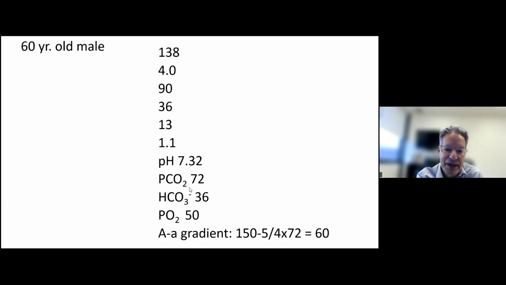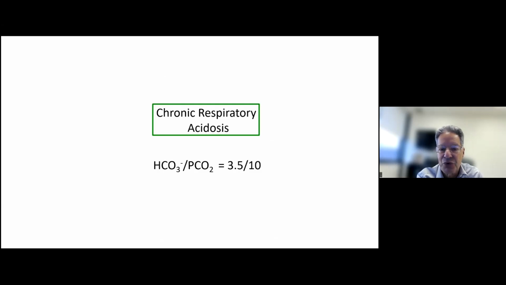This is what you would expect in a chronic bronchitic or someone who's chronically hypoventilating. There's no other acid-base disorder present. The elevated bicarbonate is all due to the chronically elevated PCO2. So this is compatible with chronic respiratory acidosis. And remember, the rule that you need to memorize is for every 10 increase in the PCO2, the bicarbonate will go up 3.5 from its original level.